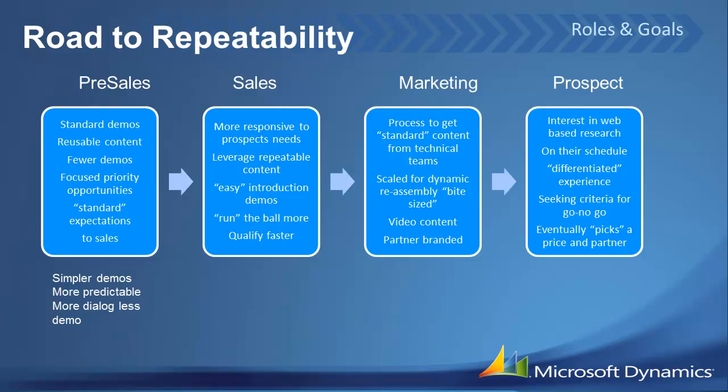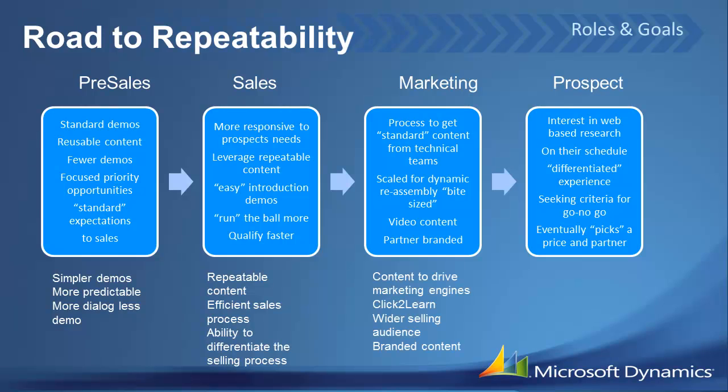So the goal is simpler demos, more predictable, more dialogue, less demo. For sales, repeatable content, an efficient sales process, and an ability to differentiate the selling process through the early part of that sales process. Getting click-to-learn type content out on the web, branded to your specific IP and your own brand on your website, and really drive an easier buying process. And also the ability for the prospect to share this information with others in the organization.